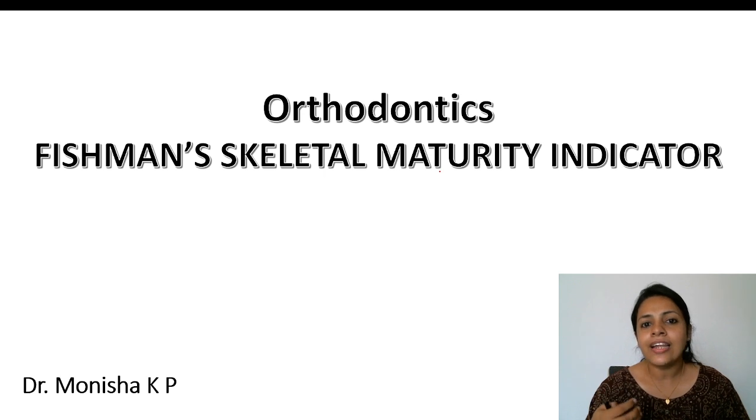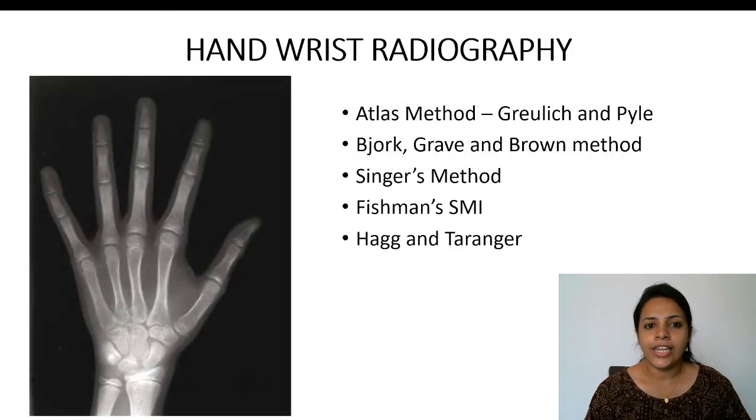For that there are certain indicators called skeletal maturity indicators, and there are various methods to evaluate skeletal maturity. The most commonly used are hand wrist radiography, the cervical vertebrae, and even clinical and radiographic examination of tooth mineralization, which has also been used to assess skeletal maturity. Of all these methods, hand wrist radiography is one of the most widely accepted.